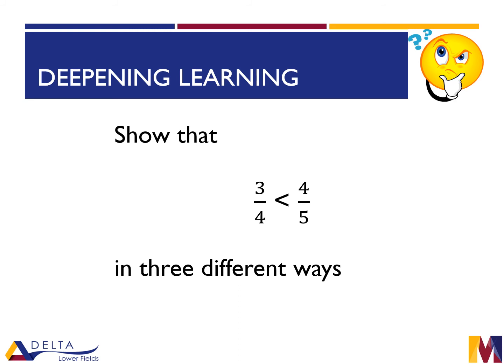Consider what different ways you could solve this problem so that we can share some ideas next time. So we're looking at how to show that 3/4 is less than 4/5. Can you find 3 different ways? Can you find more? Make a note of some different ways you've managed to do this for next time.